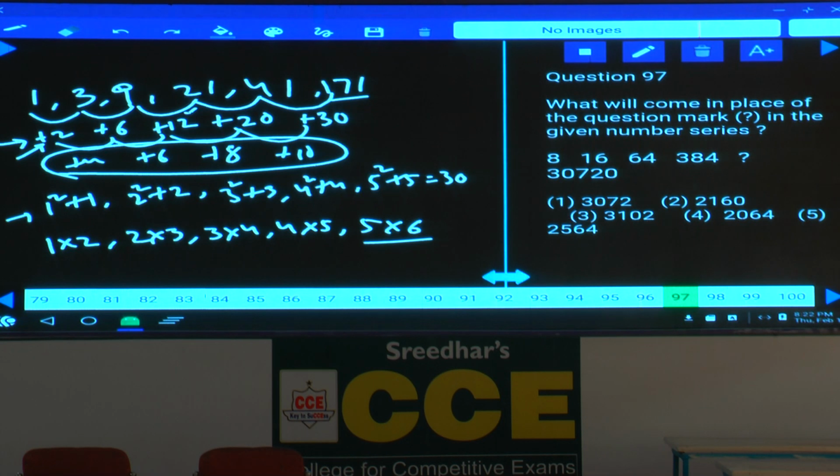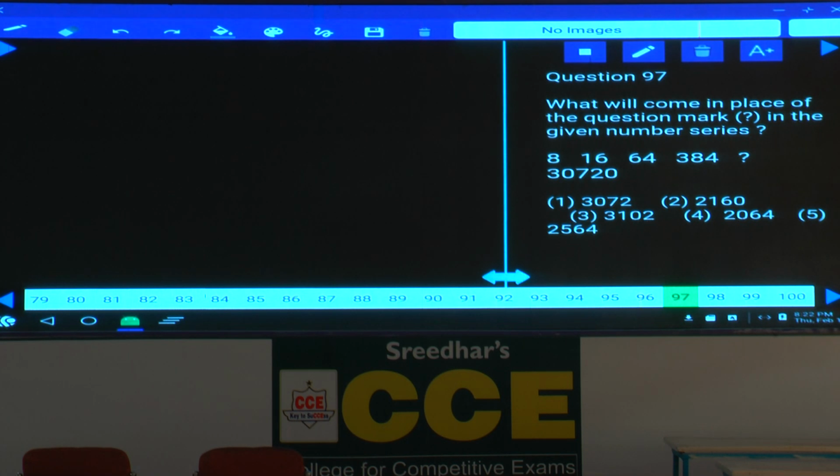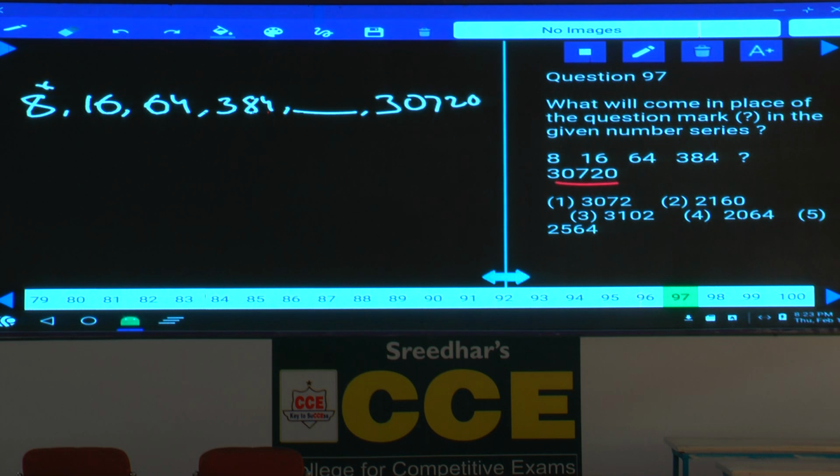Then 97. Now in this 97, if you observe, 8, 16, 64 and 30,720, as the numbers are increasing at a very faster rate, it must be under which category? Multiplication or combination. Now 8, 16, 64 are multiplied with each other, and the next one is 30720. Here into 2, into 4, into 6, next one is into 8, next one is into 10. Now if you divide this by 10, that will be 3072. Rather than multiplying 384 into 8, divide the previous one by 10. Hence 3072, that is choice 1, 97.